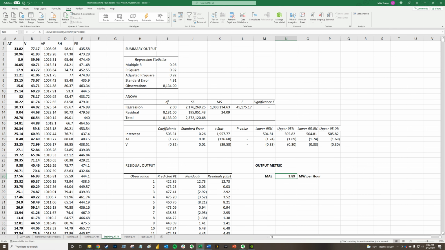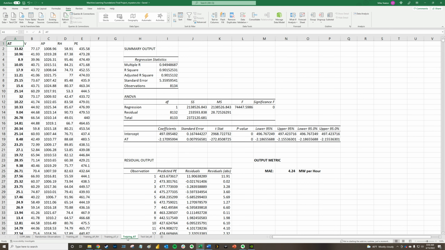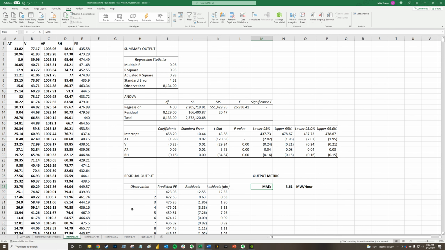I picked the other 2 features to see what they would produce. In this case, ambient temperature plus exhaust vacuum. And this produced a mean absolute error of 3.89 megawatts per hour, much closer to the number I got when looking at all the features. Finally, I decided to look at just the temperature alone to see what a big role this would play. And in this case, I saw the mean absolute error was 4.24 megawatts per hour. Again, not dramatically higher than what we saw when we used all 4 of the input features.